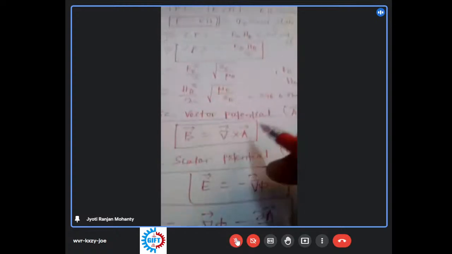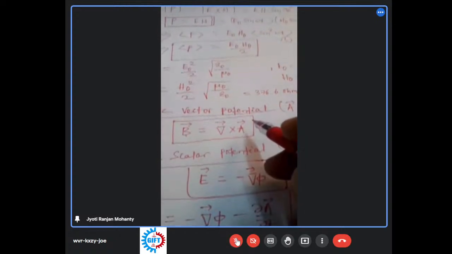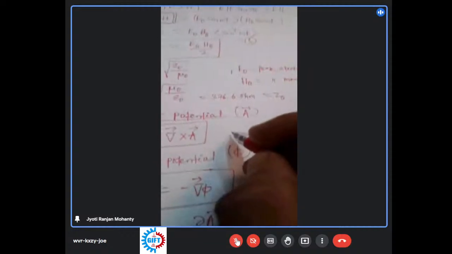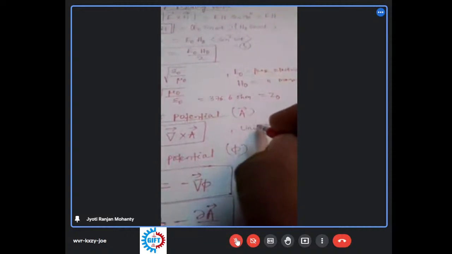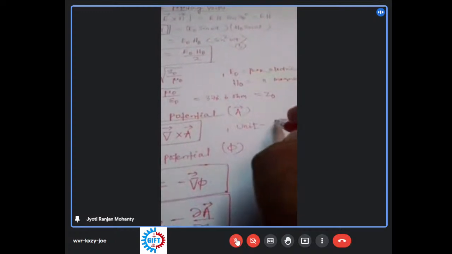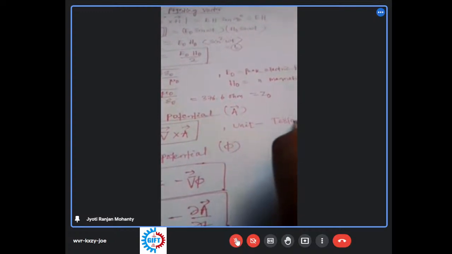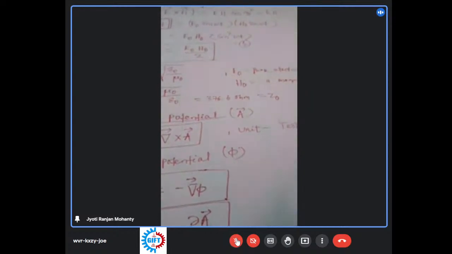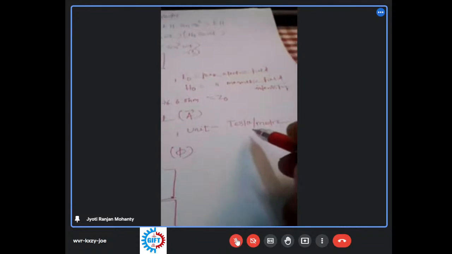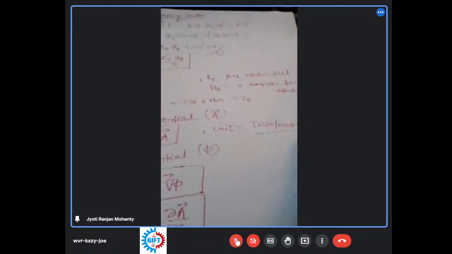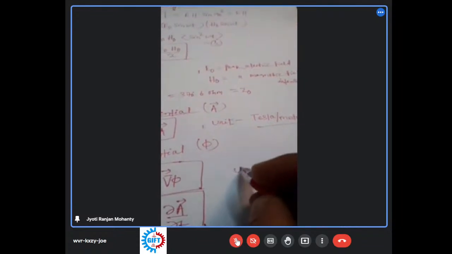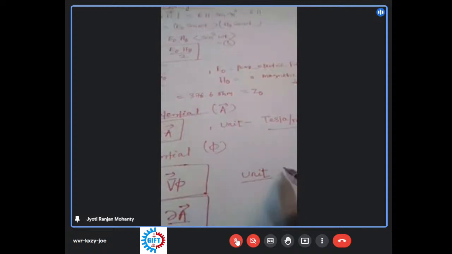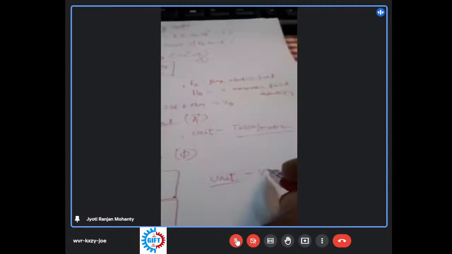Acha, one thing I have forgotten to say, the unit of vector potential. So you can write here, the unit is equal to Tesla divided by meter. The unit of vector potential is Tesla by meter. And the unit of scalar potential is volt.